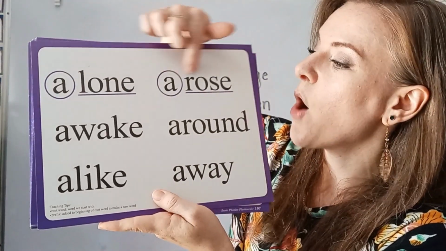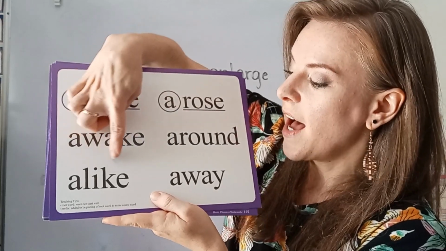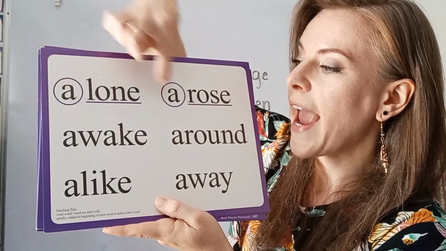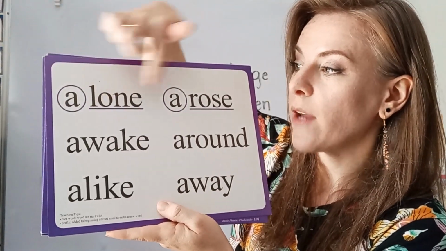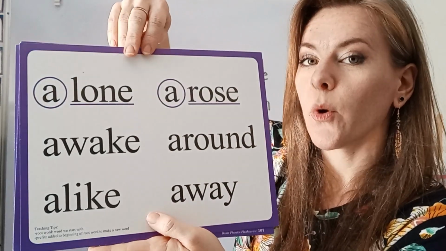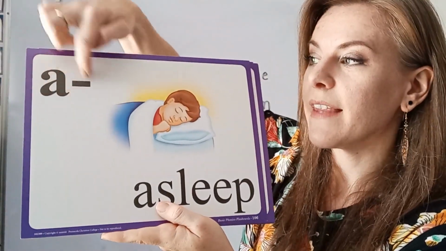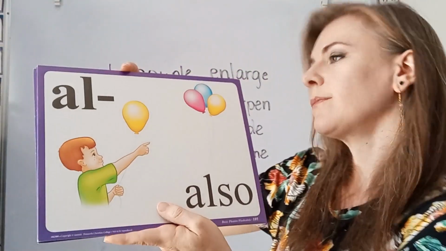Alone, arose, awake, around, alike, away. So all of these A's have been added in the beginning to a root word to make a new word. And this says uh in asleep. The A says like a short U.